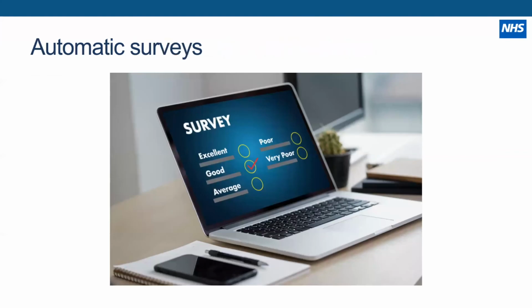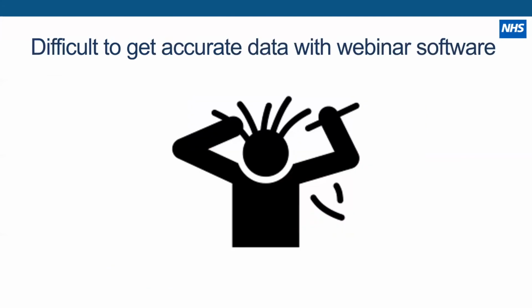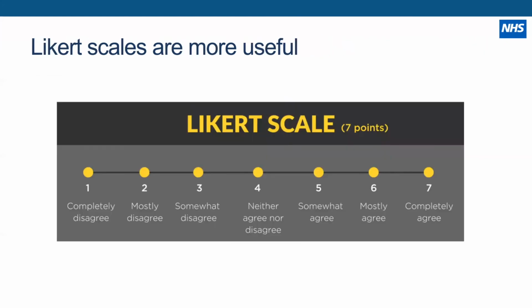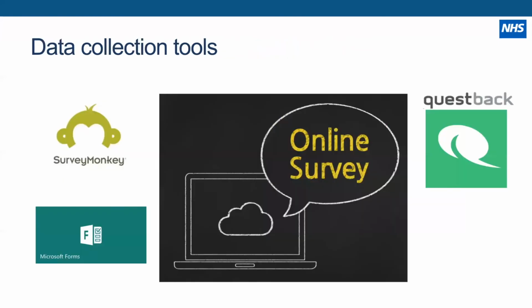We use automatic surveys as a way of collecting outcome data. One bit of warning would be that you can set up surveys and survey questions through webinar software like GoToWebinar, but we found it very limited and not very useful. So we found it much better to use a proper survey service, because you want things like Likert scales, which are much more useful. And certainly the time we were using it, they didn't have that sort of facility on them. So data collection tools like SurveyMonkey, Microsoft Forms, Questback, etc., are much better to use.